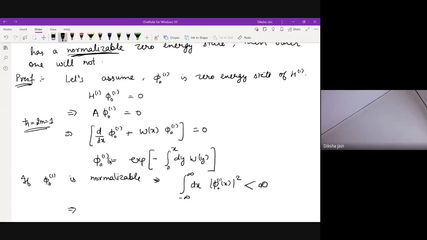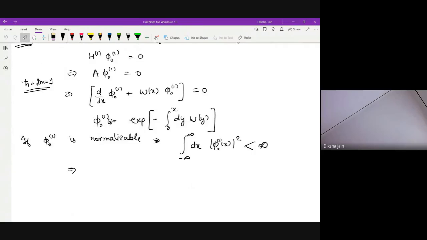But then the question is how to know w of x. Either you can guess it, or if you know one of these phi's already, then you can construct w of x. Okay. Any other questions?